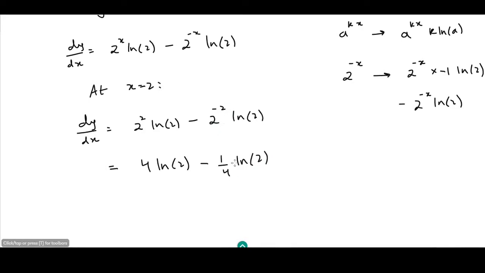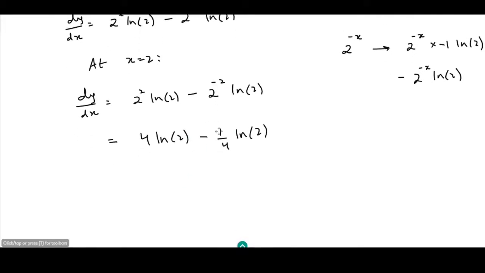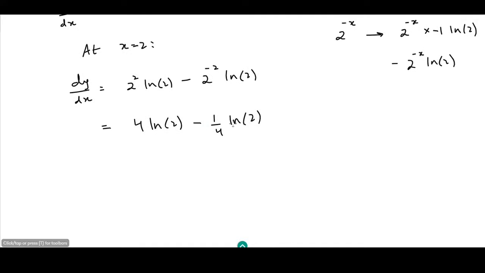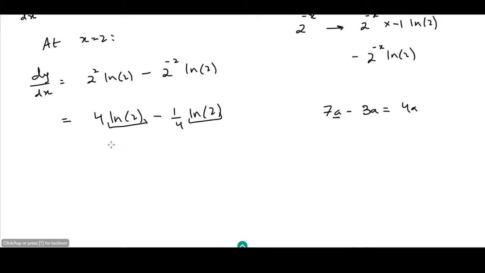And you should know this from studying indices in year 1. Okay, and so this is pretty easy to evaluate. If you are confused by this, just think of this ln 2 as some constant. So you're used to, for example, solving something like this, 7a minus 3a, and this is 4a. Just think of ln of 2 as an a. It's a fixed quantity, it doesn't change. And so all we're doing is 4 minus 1 over 4, in other words 15 over 4 ln 2.